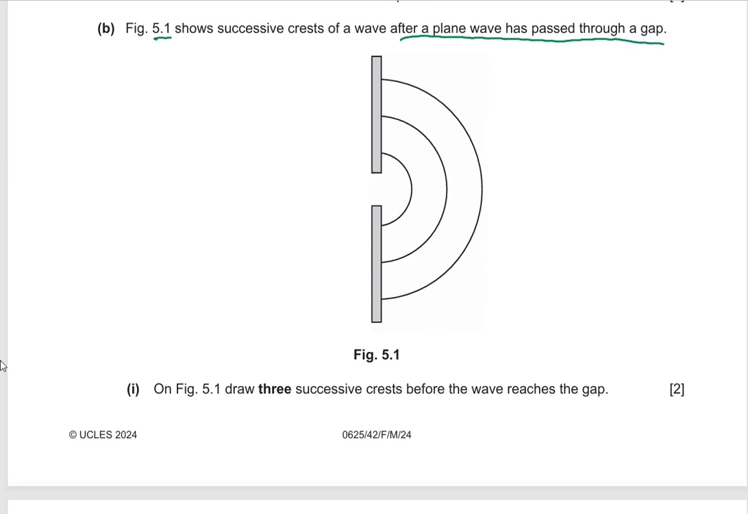What do they want? They want, on the figure, draw 3 successive crests before the wave reaches the gap. So they want in this part here. Remember, this phenomenon is called diffraction. Since here we have a perfect diffraction, it means the wavelength should be almost the same size as the gap.